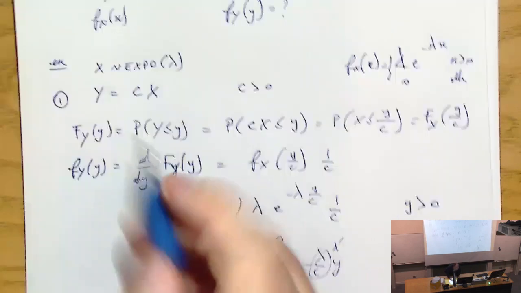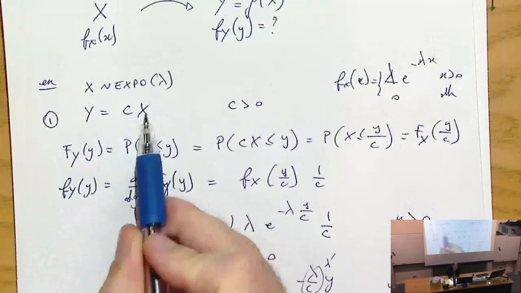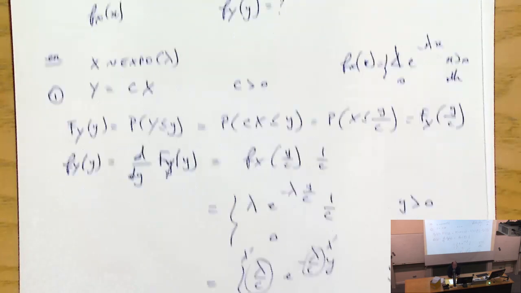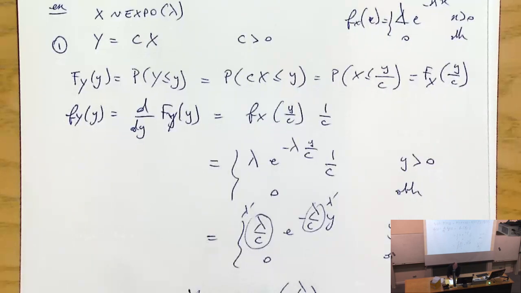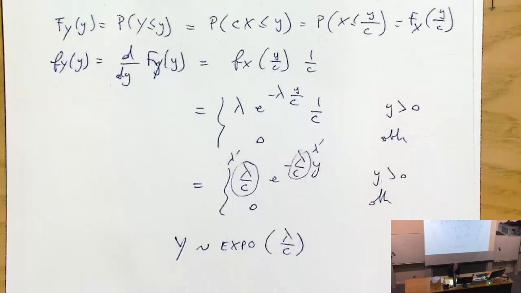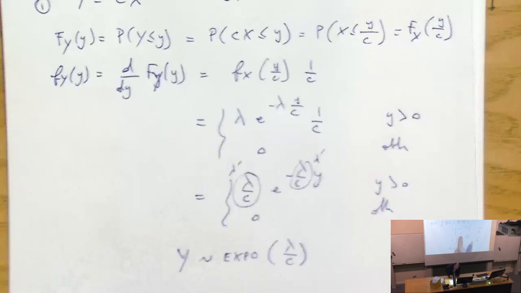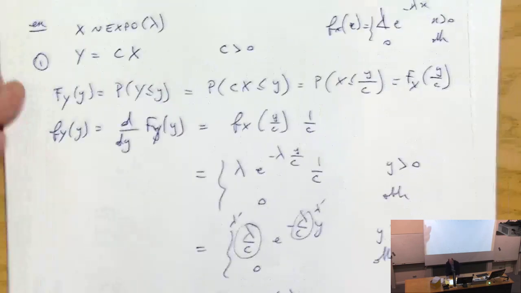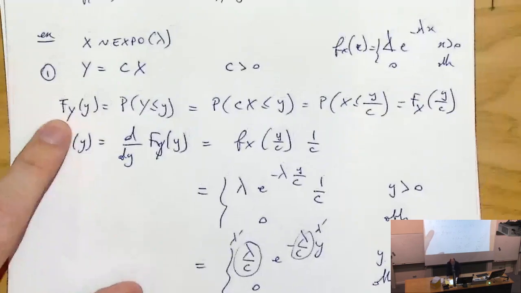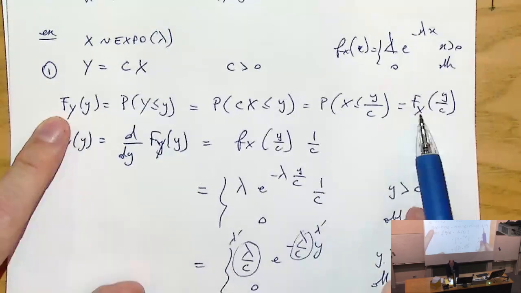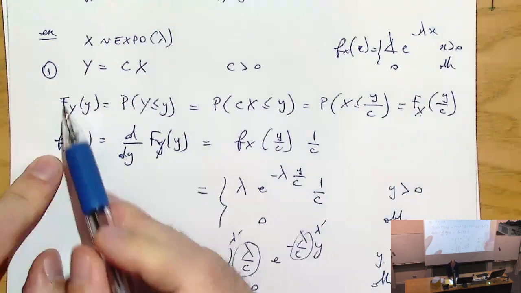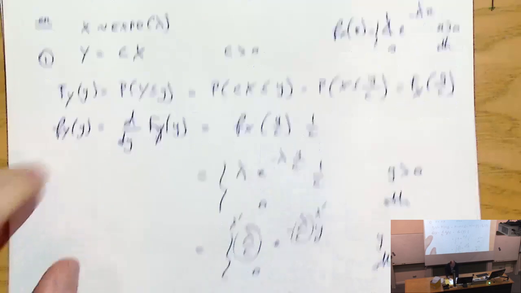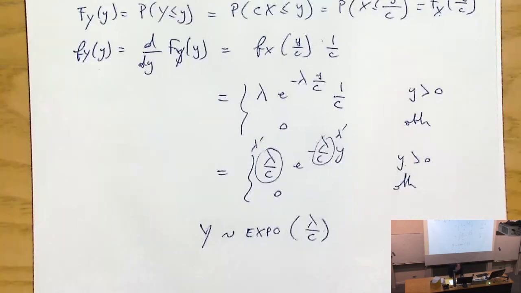So in this case, if c is positive, I take an exponentially distributed random variable x, I multiply by c, what I get is still exponentially distributed, but the parameter is not lambda, it's actually been divided by c. Right, so this is an example. The process here is very standard. You start with finding the CDF of y, and you try to express this as a function of the CDF of x. Then you take the derivative of this, and you write this as a function of the PDF of x. Okay?